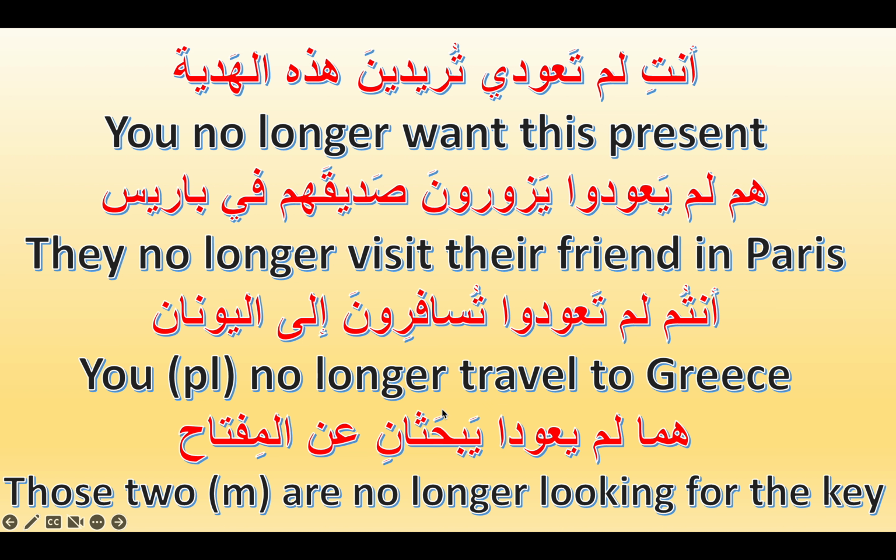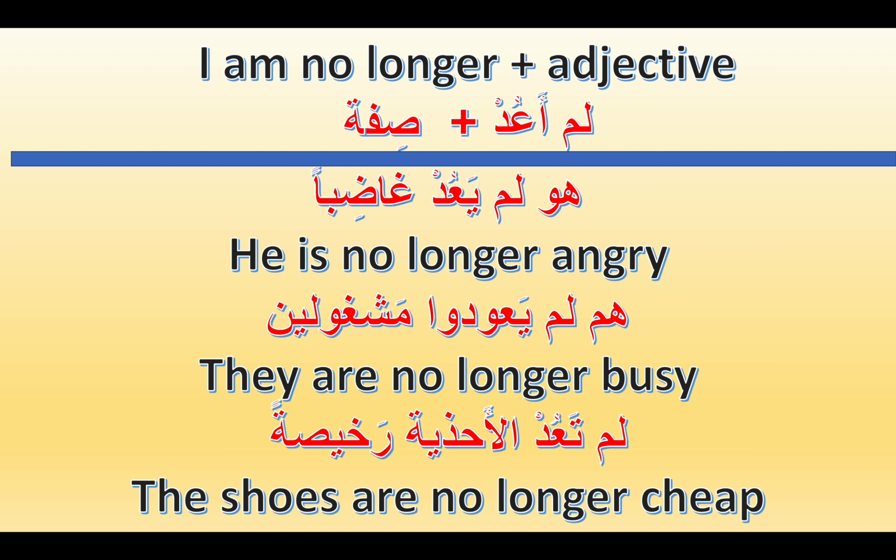Now, how do we say I no longer am with an adjective? For example, he is no longer angry or they are no longer busy. So we maintain the use of the lem a'ud construction and we add an adjective. So for example, he is no longer angry. هو لم يعود غاضبا. So angry is غاضب. And the adjective is in the accusative case. It takes the fatha tanwin. Don't worry too much about this, it's just case, but I'm just going to explain it to you briefly here.